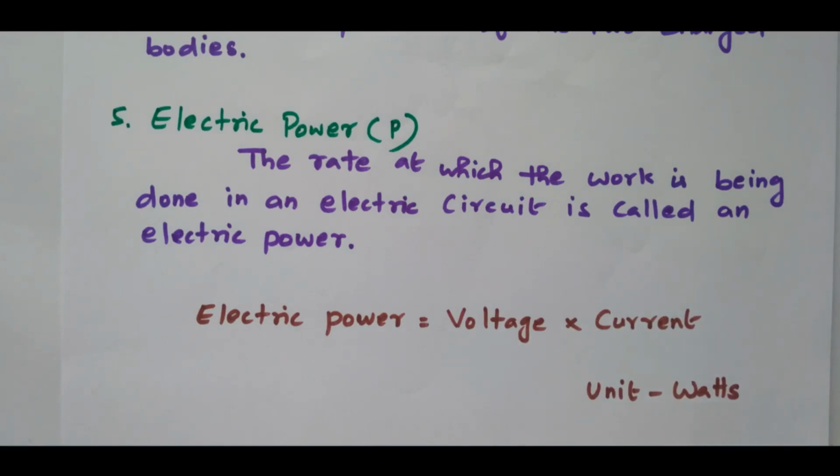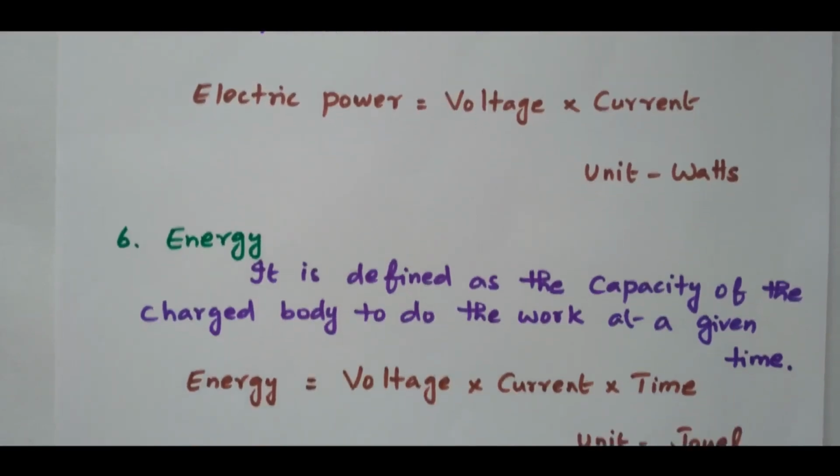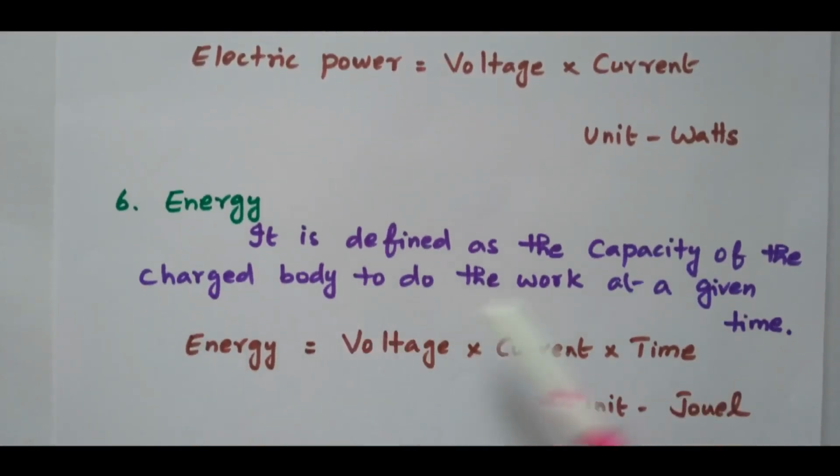So next we will see the energy. What is energy? It is nothing but the capacity of the charged body to do the work in a given time. So I am able to take 10 books or 20 books at what time? Either 1 second or 1 minute or 1 hour. That refers to the energy. Energy always refers to voltage into current into time, that is power into time. What is the power consumed in a given time? That refers to the energy, right?